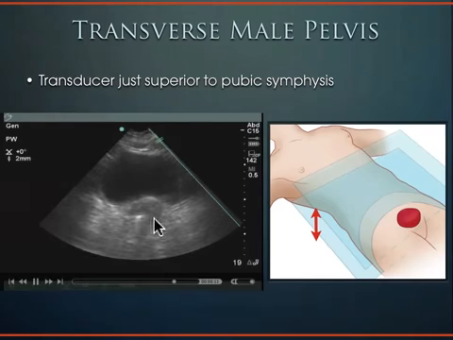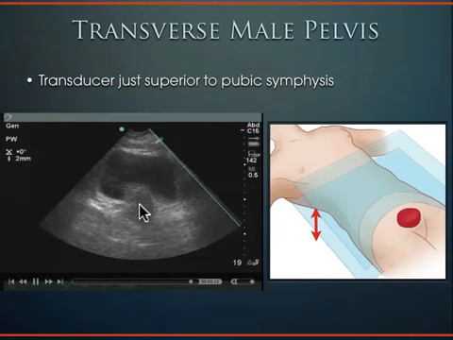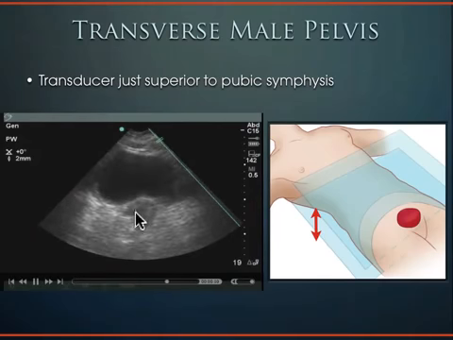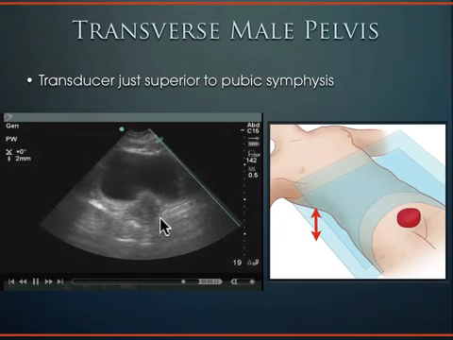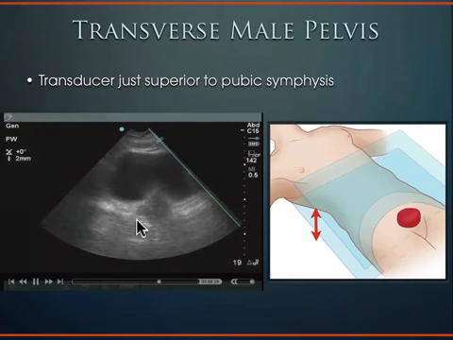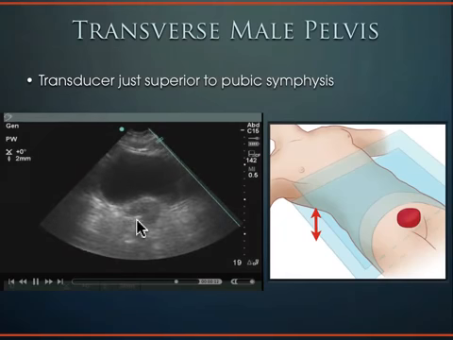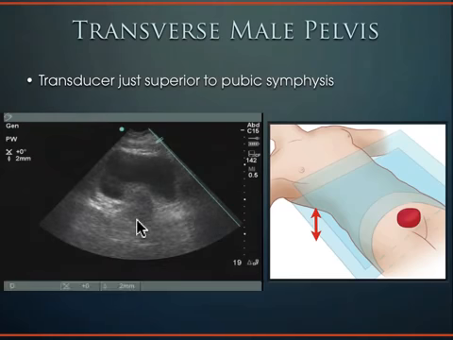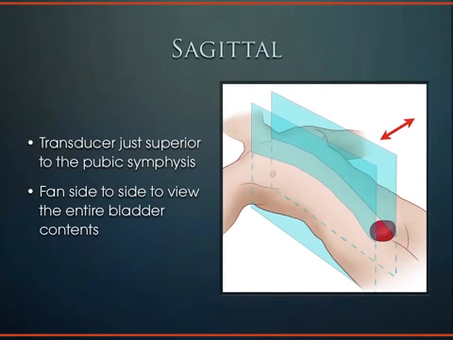This is what the male pelvis looks like in somebody who's got a pretty generous what? Prostate. So the prostate takes the location of the uterus in the male. And that's what that kind of looks like there. Now, in the sagittal plane, you're going to have the indicator towards the patient's head, and you're going to have that probe just superior to the pubic symphysis. You're going to be fanning side to side looking through the bladder.